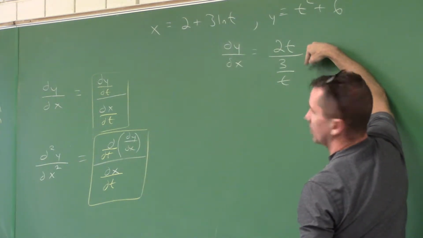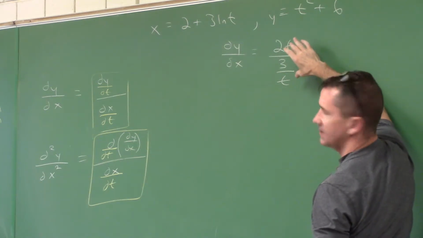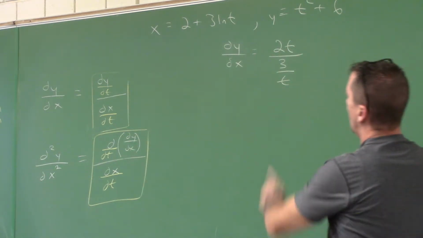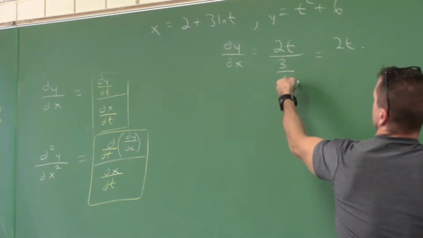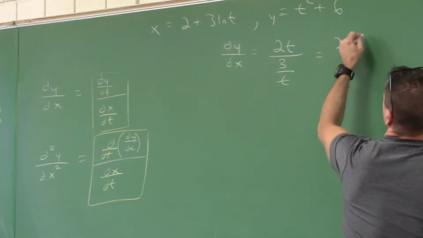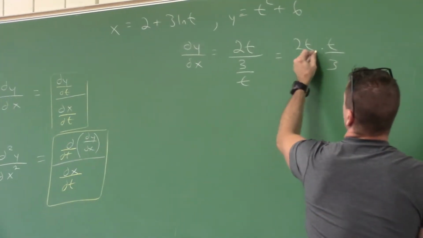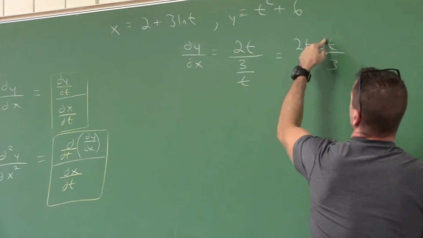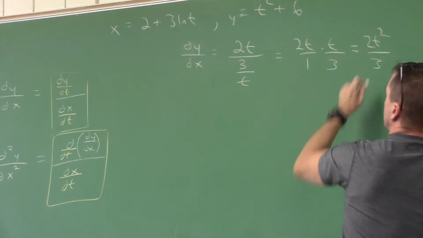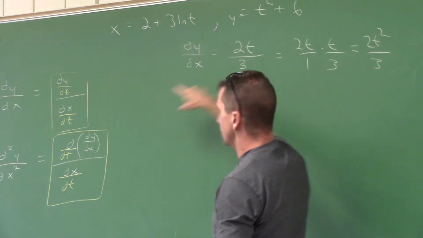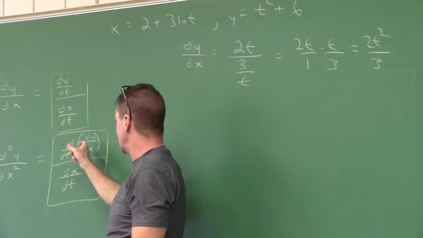Hey, you want to make that look better? Before I left it like this, and then we plugged in once, but how do you divide fractions? Flip it. You multiply the reciprocal. What's 3 over t flipped over? So I get 2t over 1 times t over 3, which gives me 2t squared over 3, if you wanted to write it a little prettier. So that's going to go here.